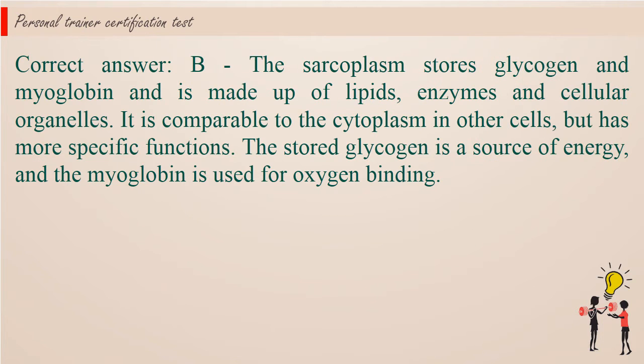Correct answer, B. The sarcoplasm stores glycogen and myoglobin and is made up of lipids, enzymes and cellular organelles. It is comparable to the cytoplasm in other cells, but has more specific functions. The stored glycogen is a source of energy, and the myoglobin is used for oxygen binding.